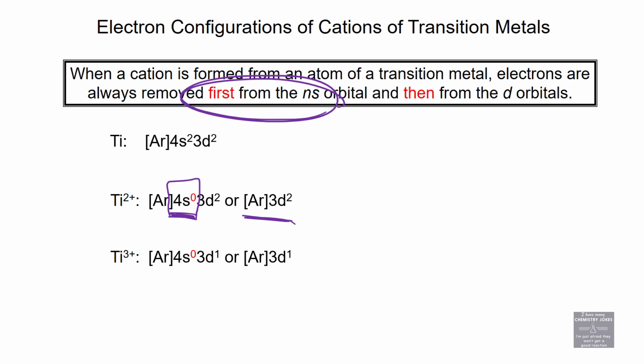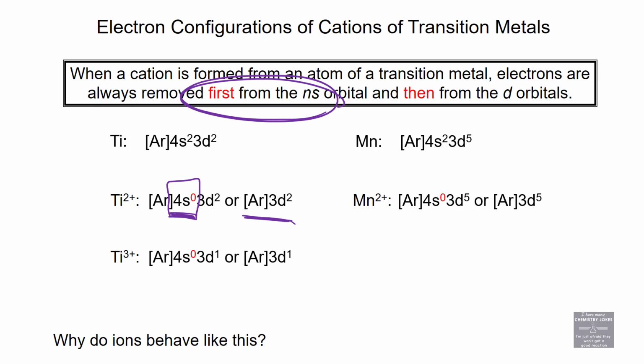Manganese, you always pull out of the S first. So manganese 2+ is argon 3d5. You must pull out of the 4s first. Why do you pull out of the 4s first? Because it results in lower energy. Really, the reason for doing so much of the things that we do is to obtain lower energy. It's all about the energies.